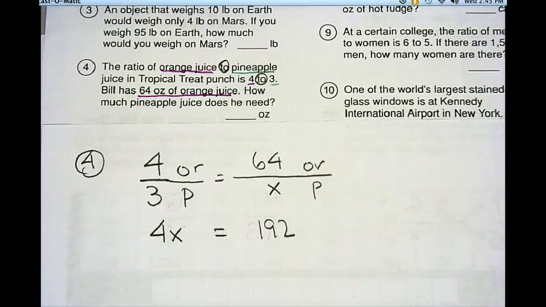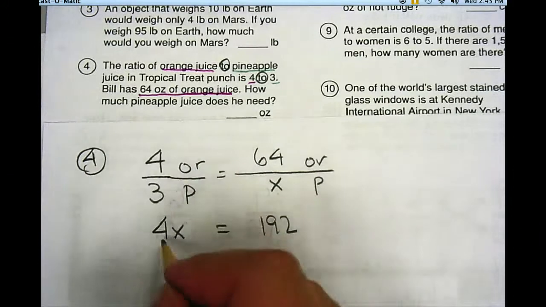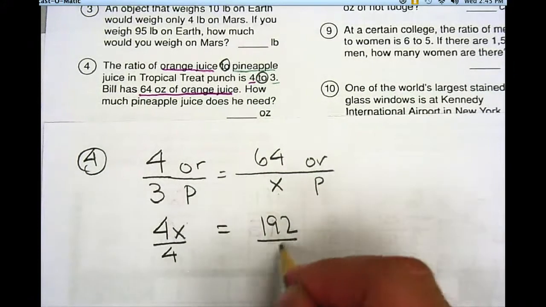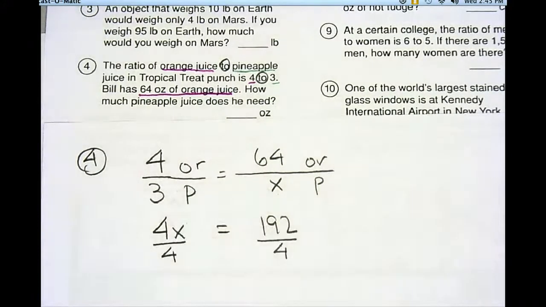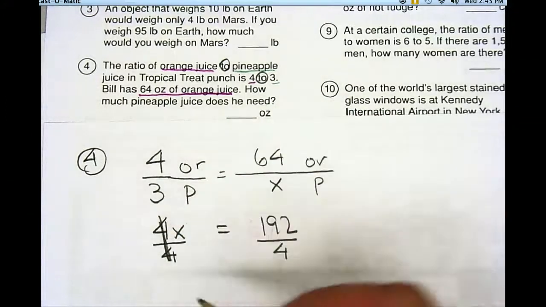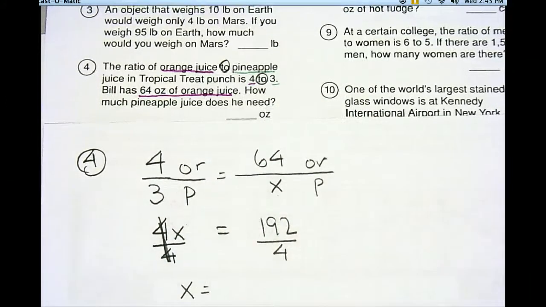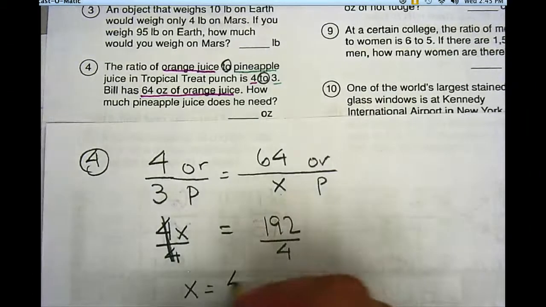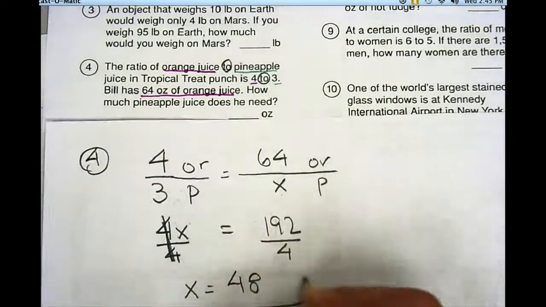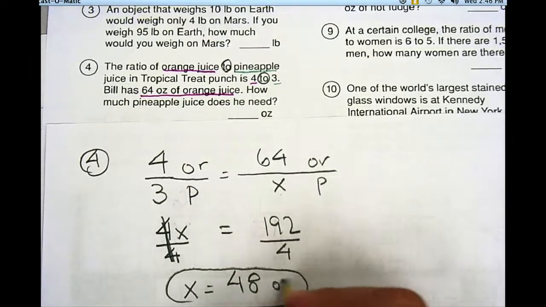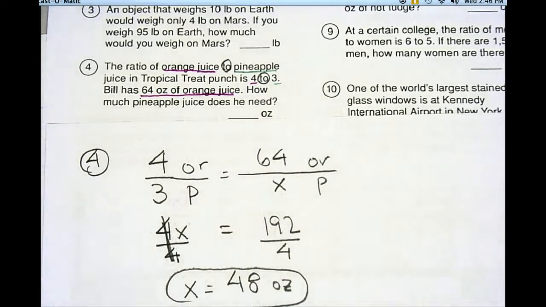To solve for this, since 4x is equal to 192, what I have to do is divide both sides by 4. So I have to undo multiplying by 4. Well, 4 divided by 4 is just 1, so I'm left with x. And if I take 192 and divide that by 4, I get 48. So the answer for this problem is 48 ounces of pineapple juice.